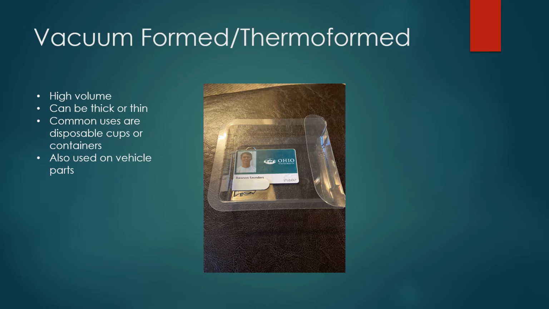You can get something as thick as a plastic pallet, or you can also get something as thin as what's pictured. The most common uses are disposable cups or containers. However, it is also used on automotive parts as well.